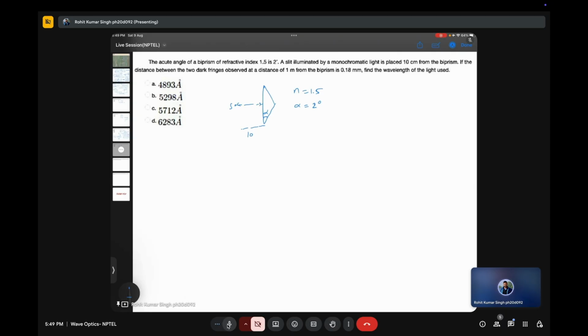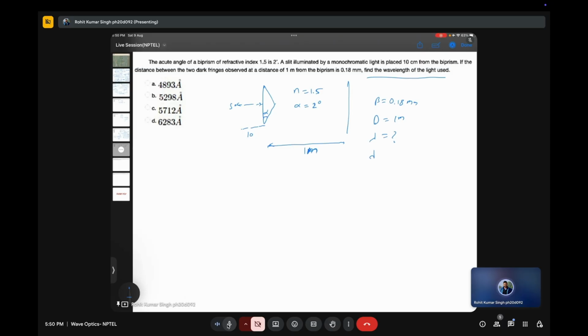Okay, fine. If the distance between two dark fringes observed at a distance of 1 meter from the biprism, so screen is kept at 1 meter, and the fringe width is given, which is 0.18 millimeter, right? Okay, so this is given. Find the wavelength of the light used. Now what are other quantities given? D is given 1 meter, and we have to calculate lambda.